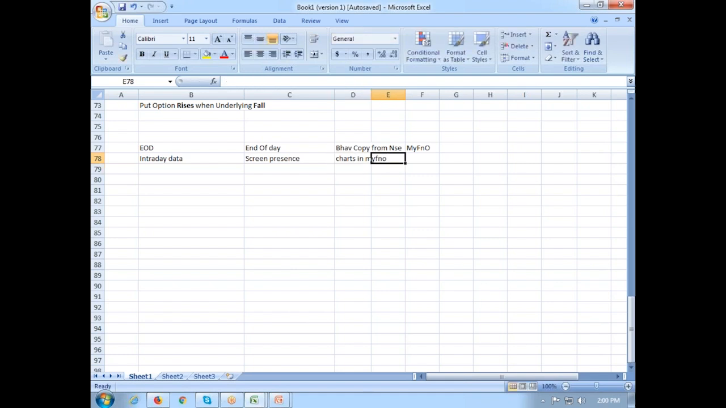There are a couple of other websites like FinIdeas which provide historical data, but they are also not intraday data. So end of day data is your screen presence and charts in my FNO. This is the database that you are going to have.